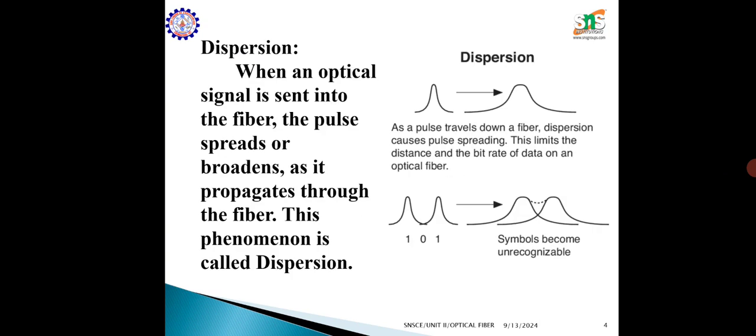Another one is dispersion or distortion. When an optical signal is sent into the fiber, the output can be blurred and the width can be broadened. That is called dispersion. When light is sent into the fiber, the pulse broadens as it propagates through the fiber. This is called dispersion.